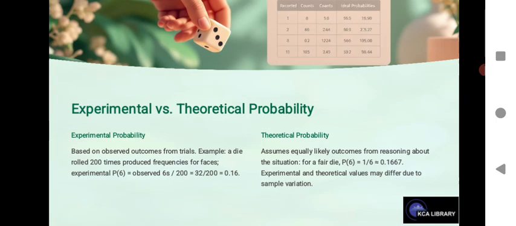Then theoretical probability. This assumes equally likely outcomes, just based on reasoning about the situation. For a fair die, P(6) will always be 1 over 6. So experimental and theoretical values may differ due to sample variation.